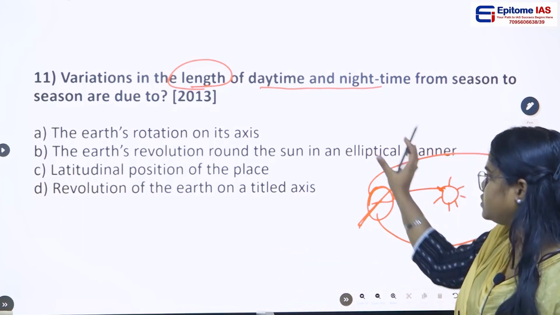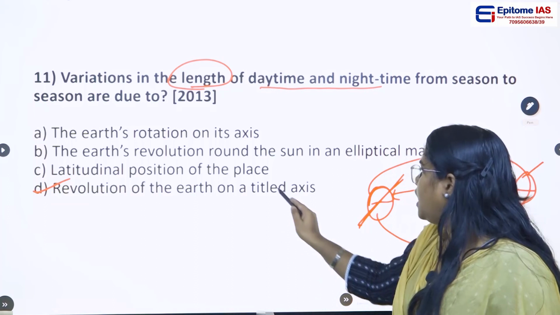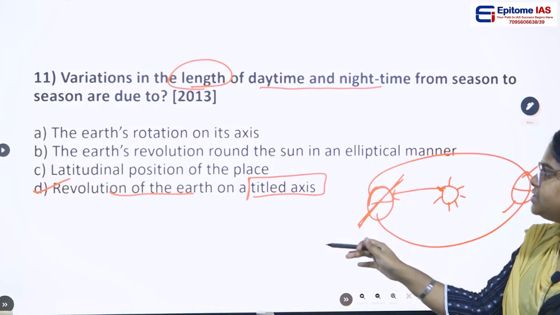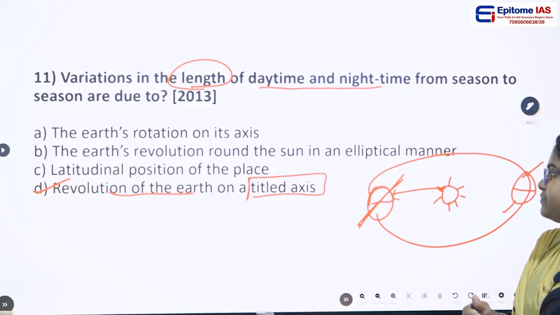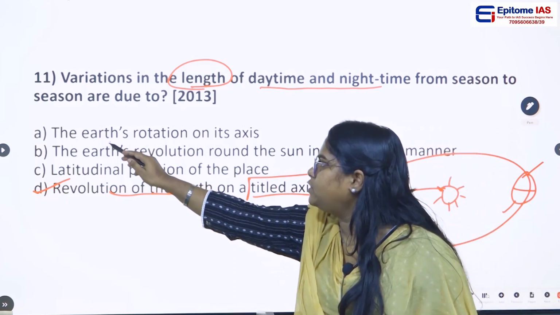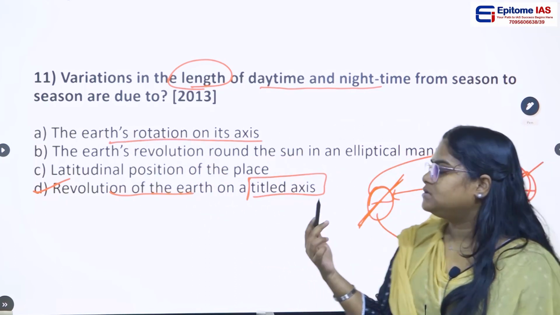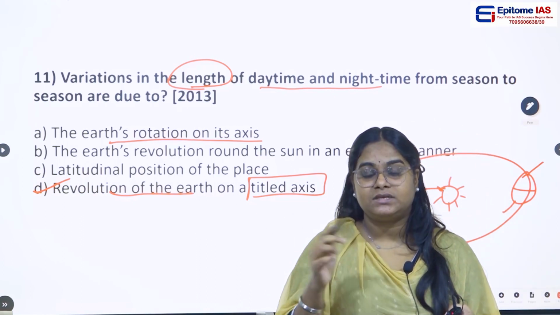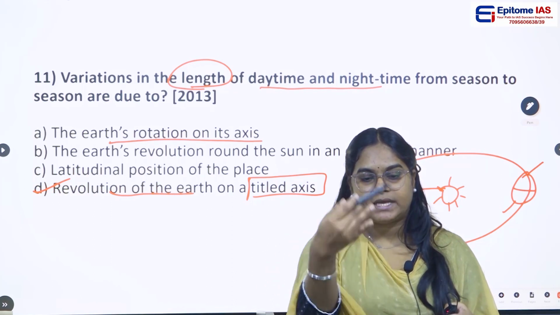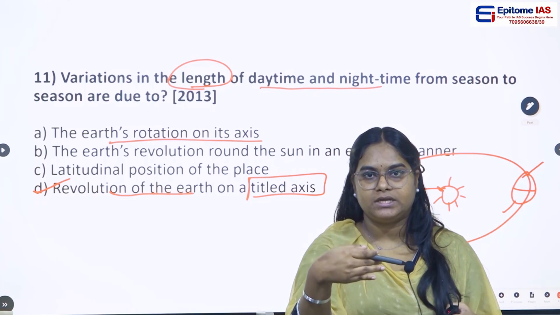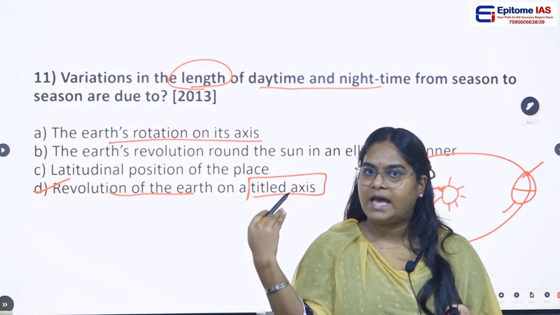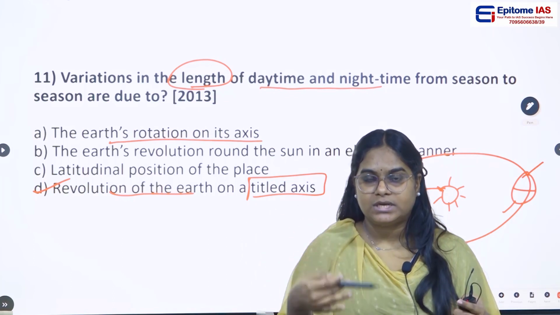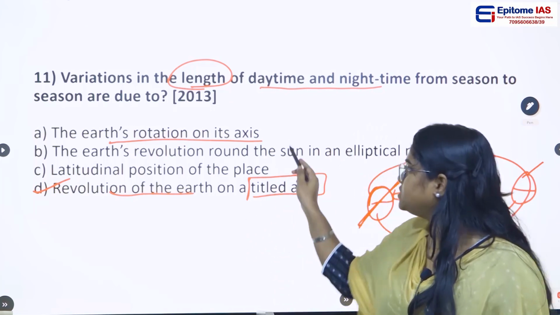So what is the basis for this? The revolution of Earth and a tilted axis. Both of these are the reasons for the variation in the length of daytime and nighttime. And if you see option A, it is talking about the Earth's rotation on its axis. Let's say Earth is rotating. It's not revolving, but rotating. What will happen? Yes, there is a difference. It forms day and night. The side which is in front of the sun will have day, and the opposite side will have night. But there is no variation in the day and night; both the night and the day will be equal. So this option is wrong.